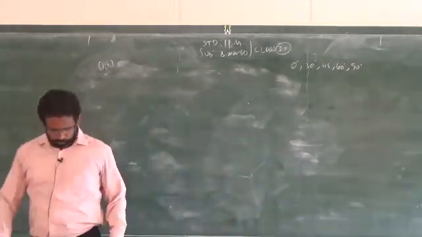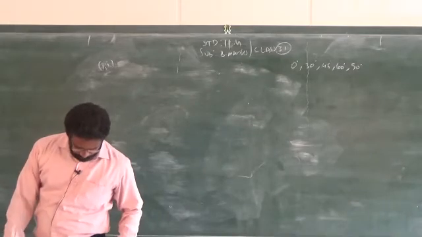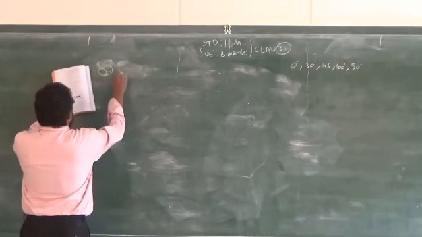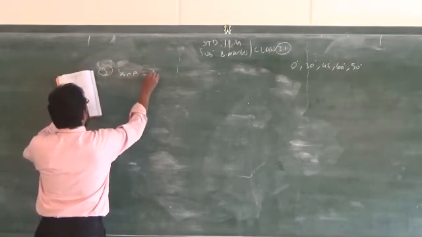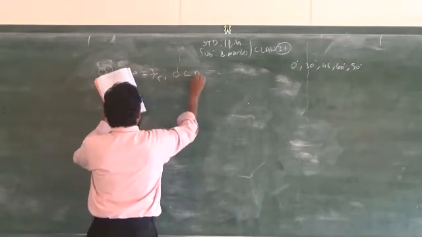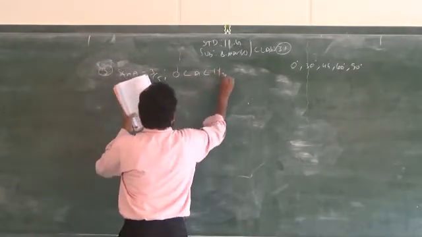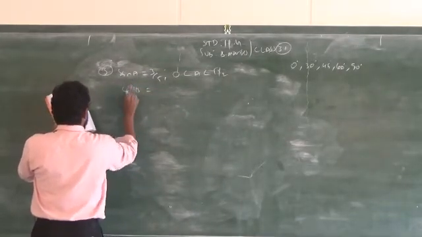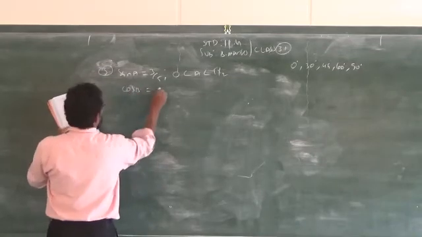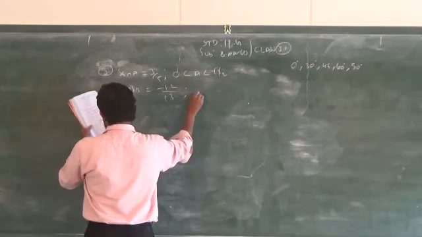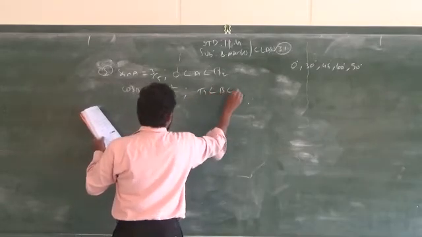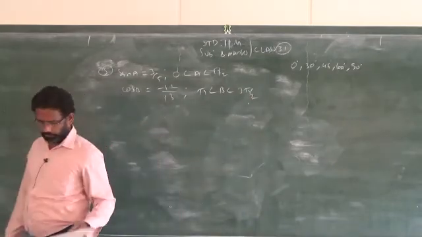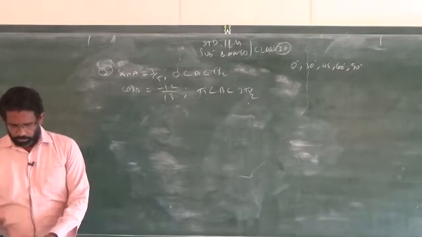Now we will move to the next one, sum number 3. Sin A is equal to 3 by 5, where the angle A lies between 0 degree and pi by 2. One more value is given: cos B is equal to minus 12 by 13, and the angle B lies between 180 and 270.